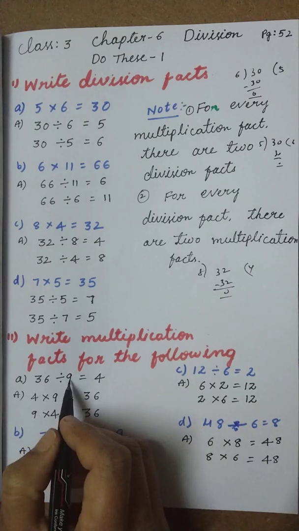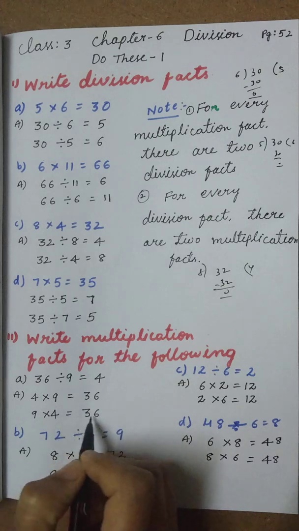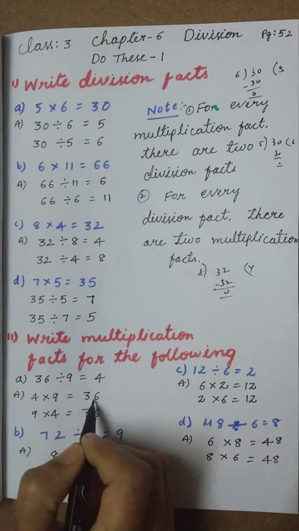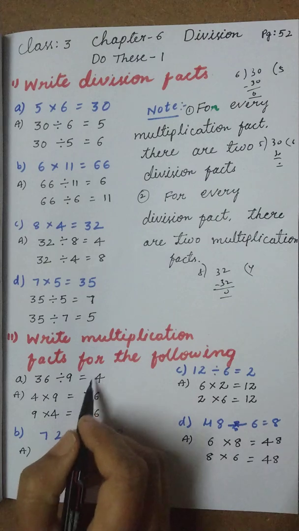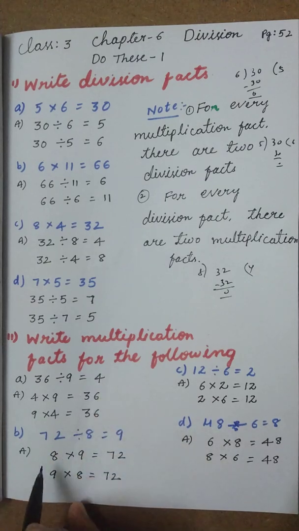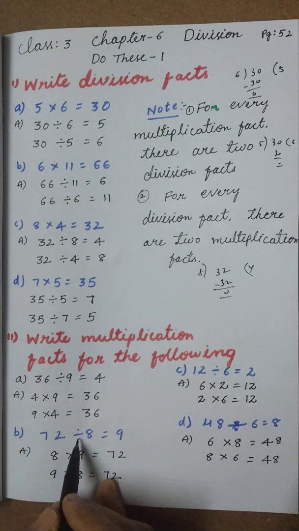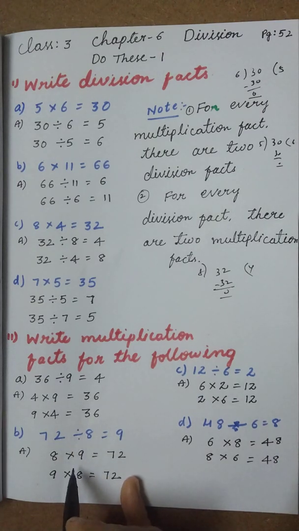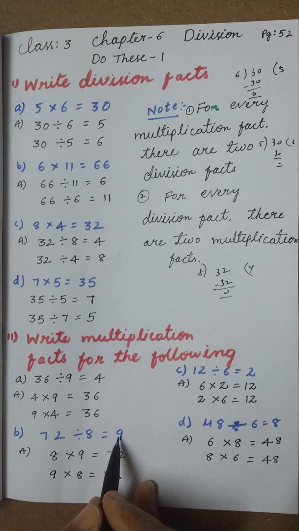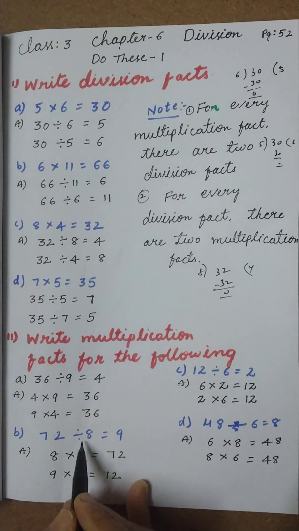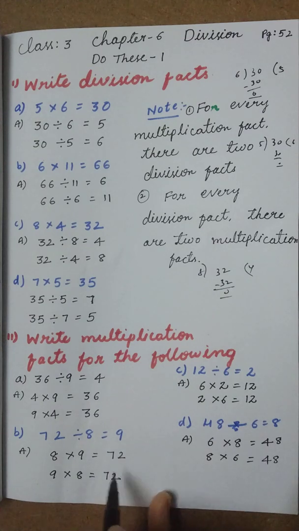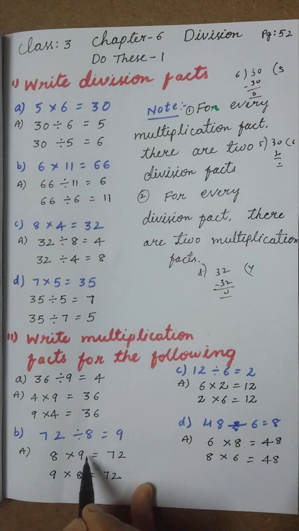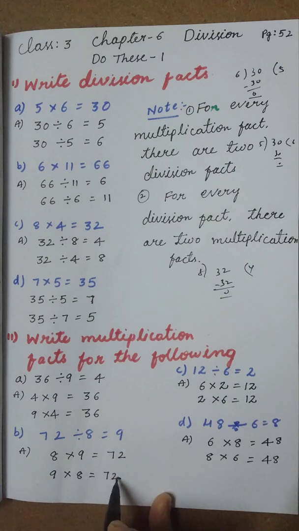Next one. 9 I am writing here. 9 into 4 equal to 36. Okay. Next one. B. 72 divided by 8 equal to 9. This is the division fact. For this division fact, we have to write the multiplication facts. Okay. 9 into 8 equal to 72. Or else I can write 8 first also. Or else I can write 9 also. Okay. 8 into 9 equal to 72. We are getting 72 now? Yes. Next one, 9 into 8 equal to 72.